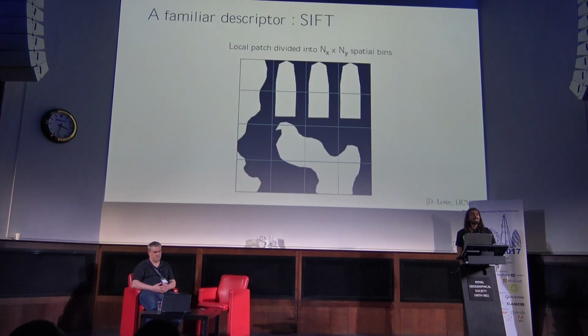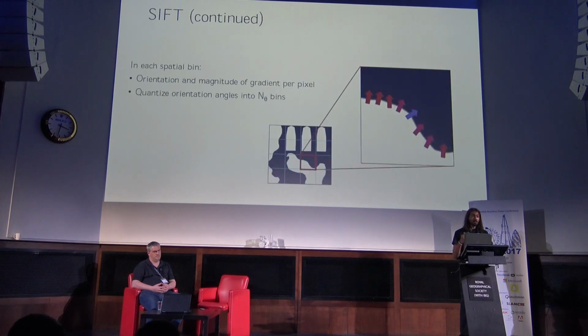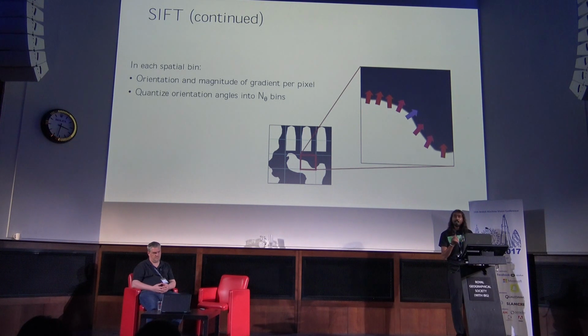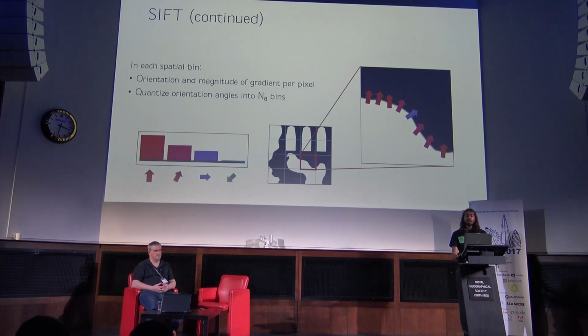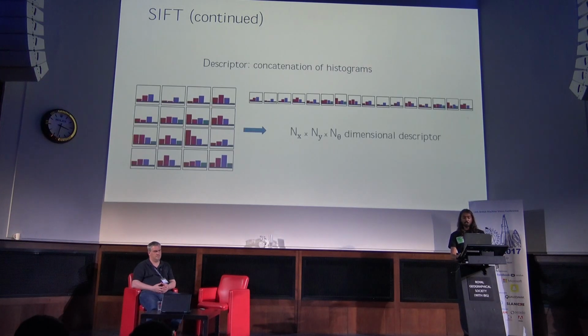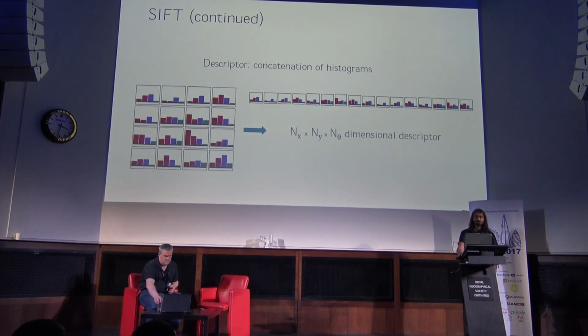So I'll start with something I hope is familiar to all of you, the SIFT descriptor. I guess everybody knows that the first thing we do is quantize our patch into bins called spatial bins. In each spatial bin, for each pixel, we have a gradient orientation and magnitude. We take those with similar orientations and put them into a histogram. Similarly, we have a histogram for each of these bins. And when we concatenate them, we get our final descriptor.